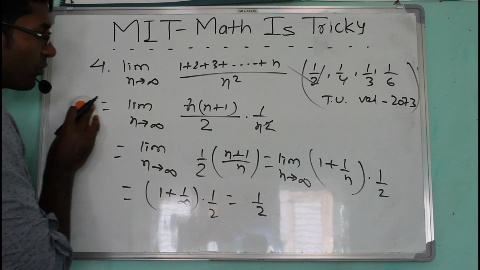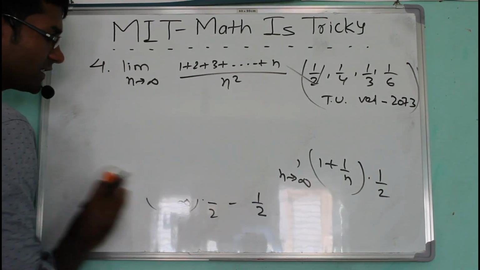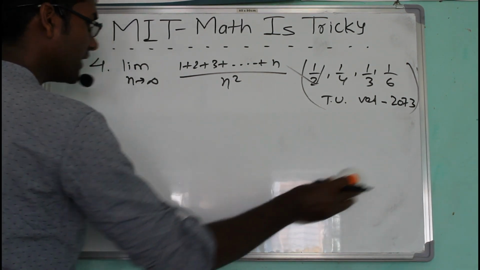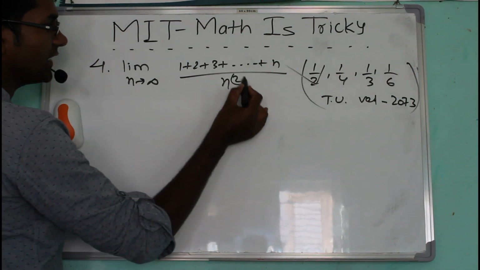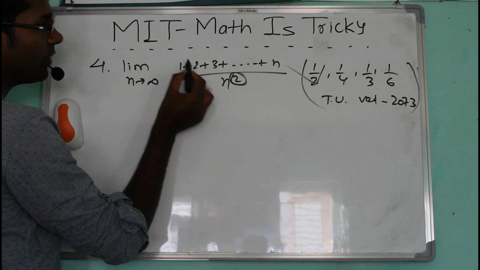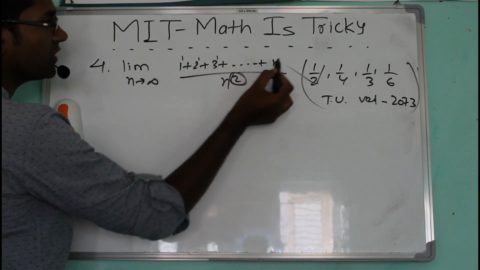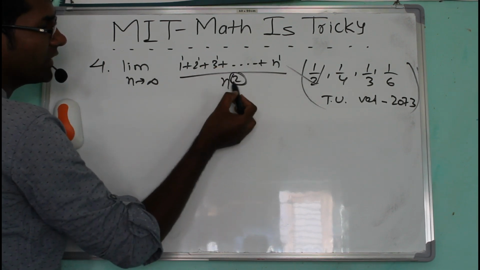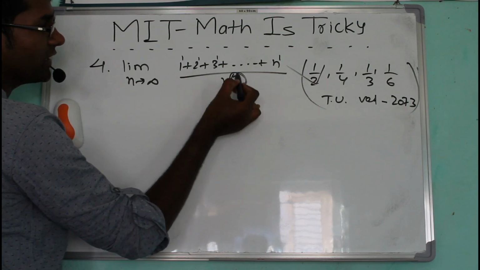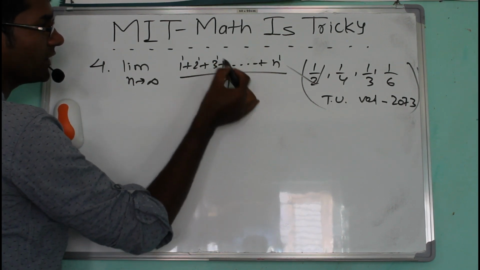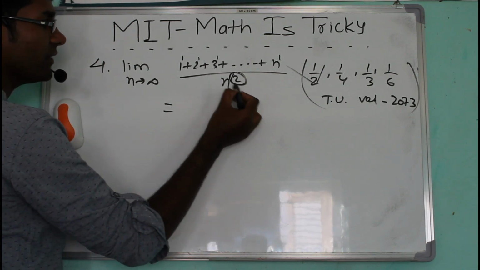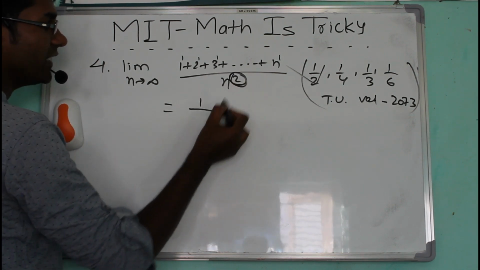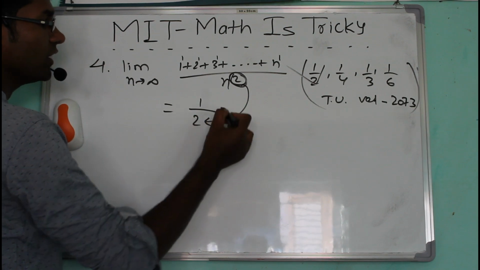For this type of problem, please see the trick. You can write the answer within seconds. Always see the highest degree. In the numerator the degree will be 1, and in the denominator the degree will be one more than this, so 2, then 3, then 4. In that type of problem, the answer will always be 1 by this degree, so you just put 1 by 2 as your correct answer.